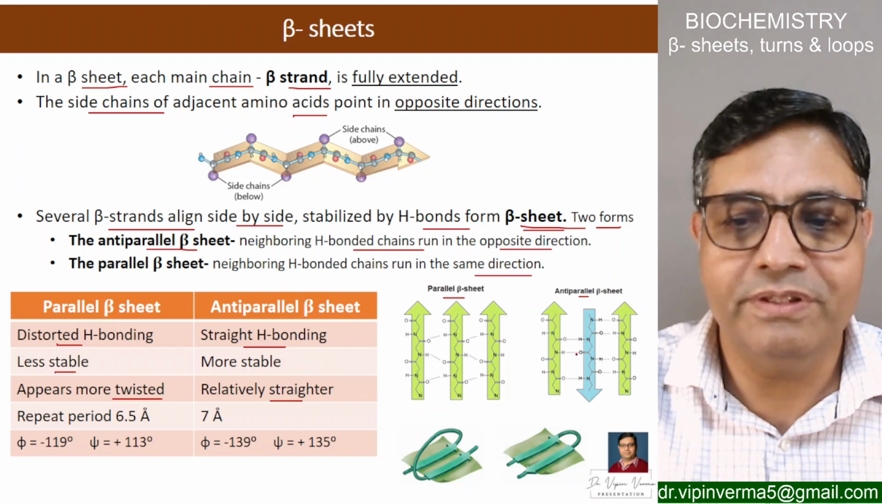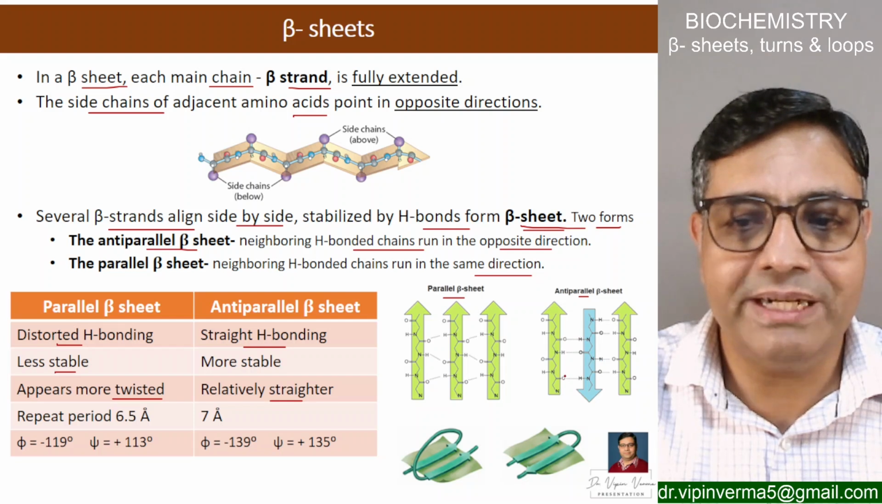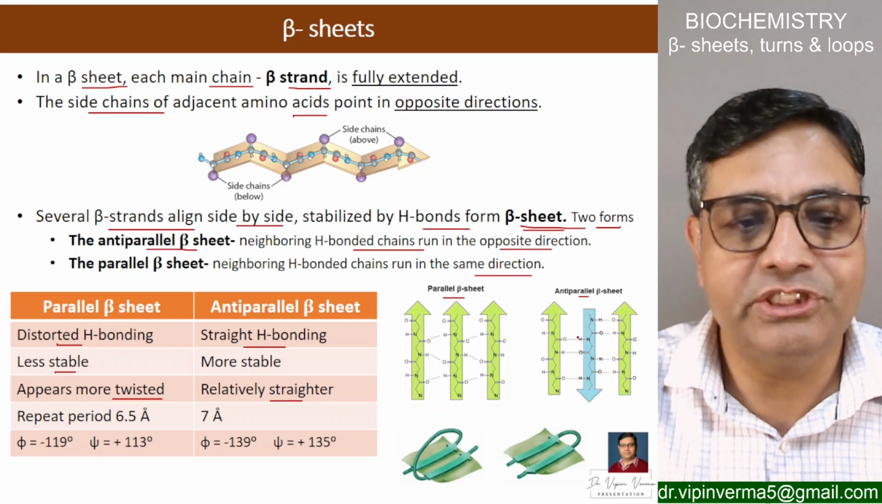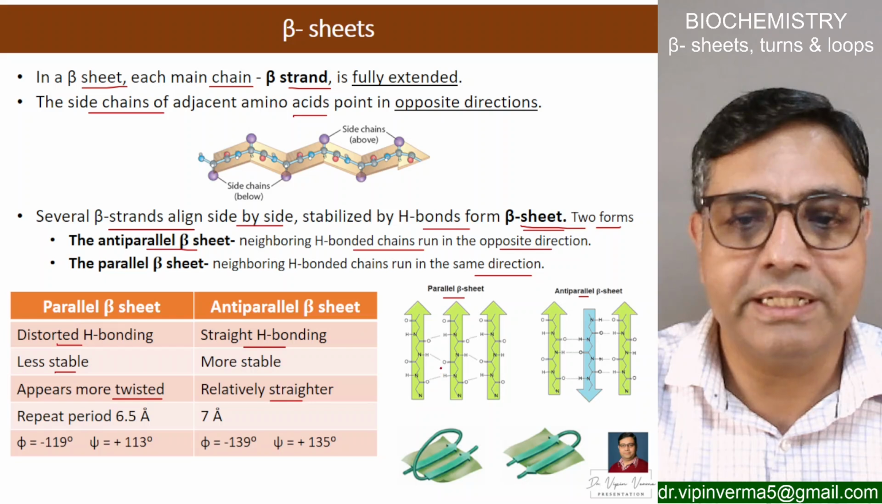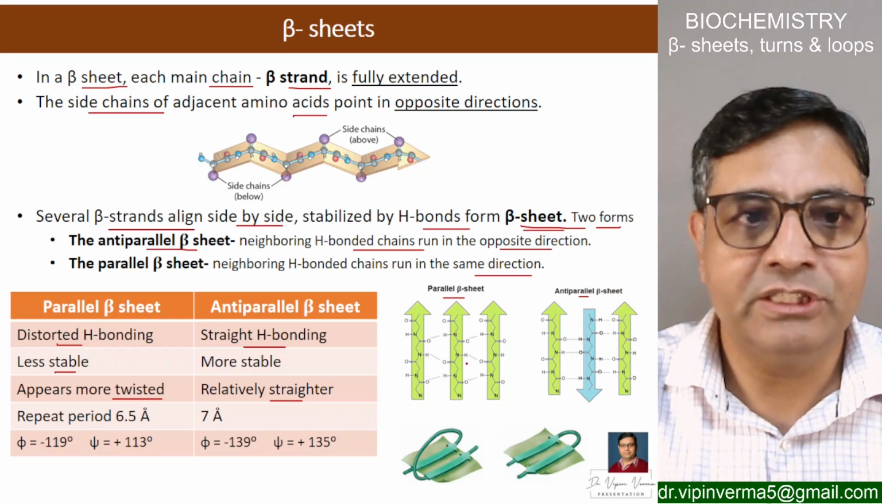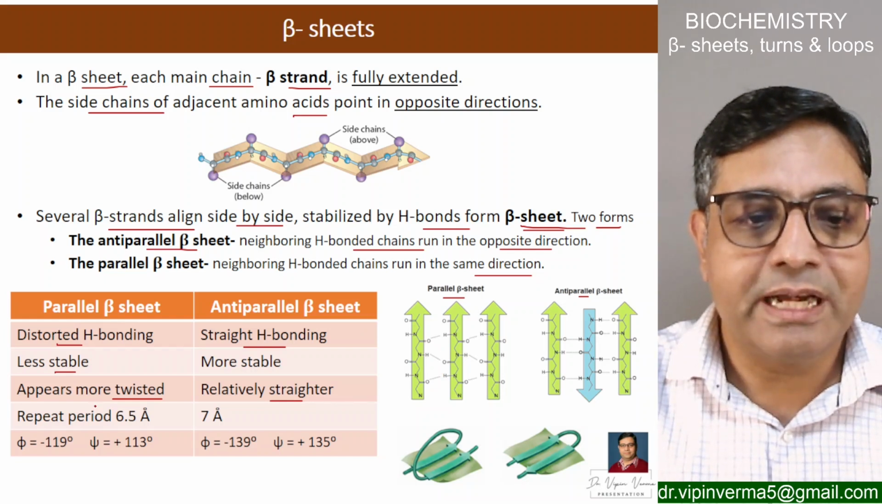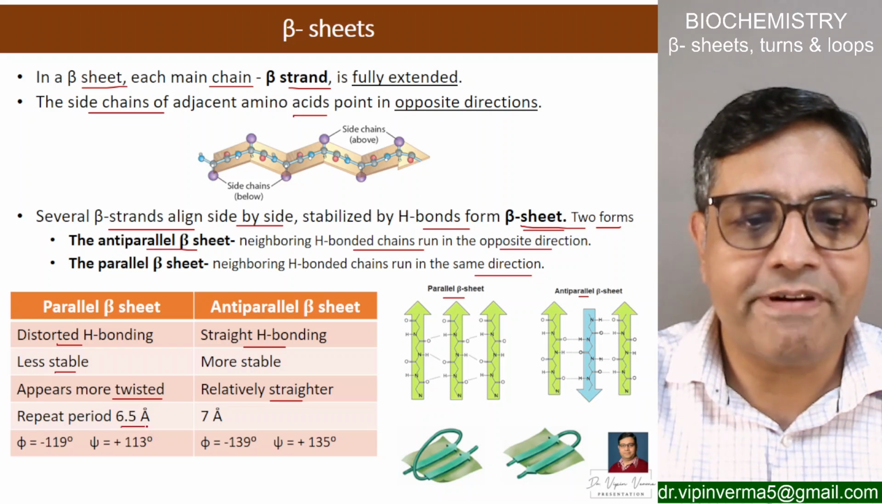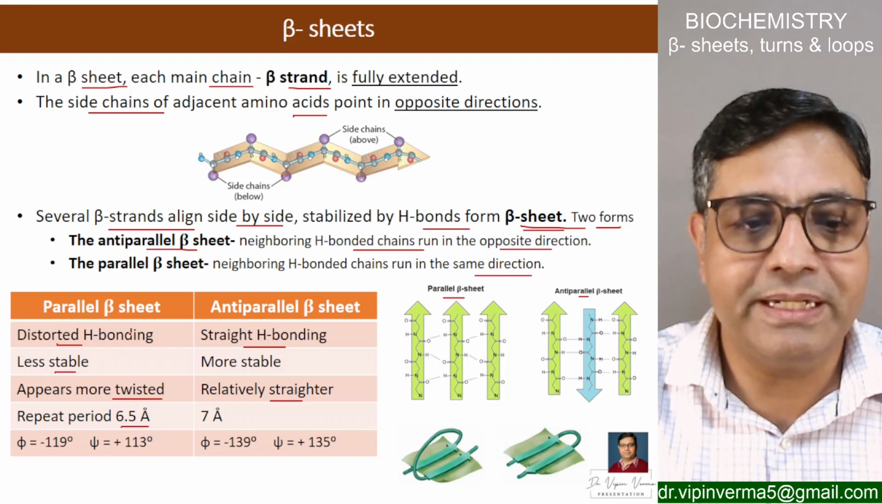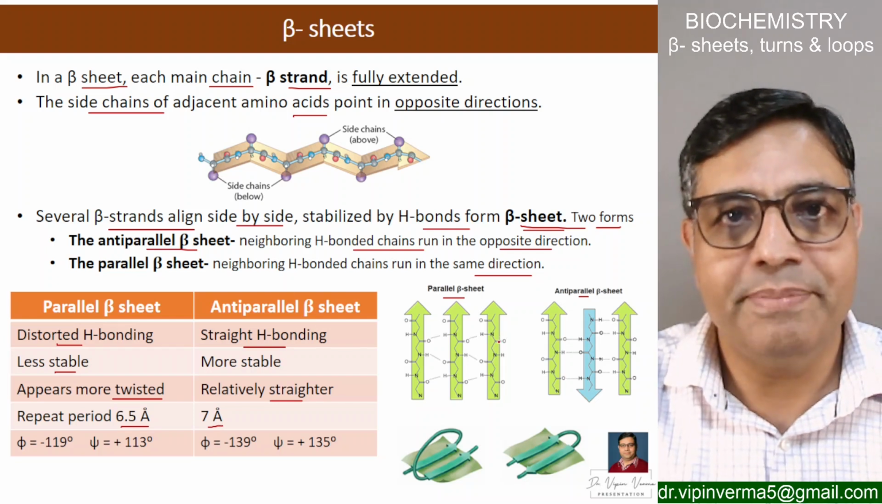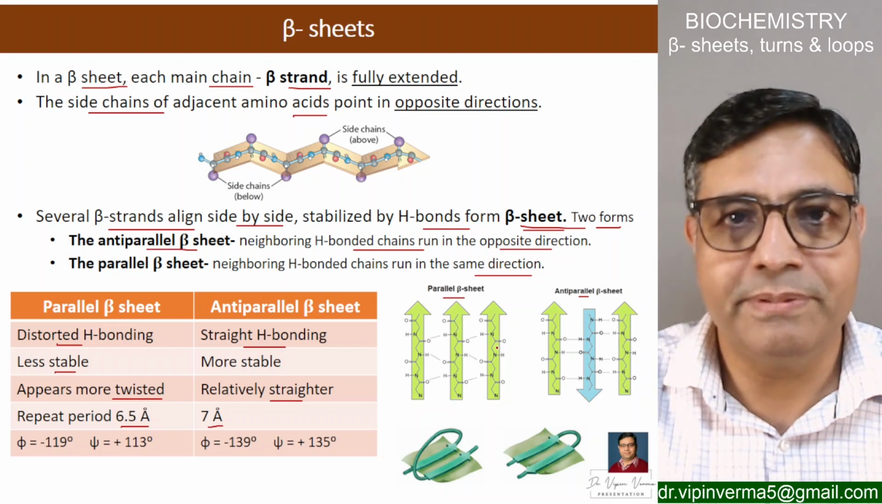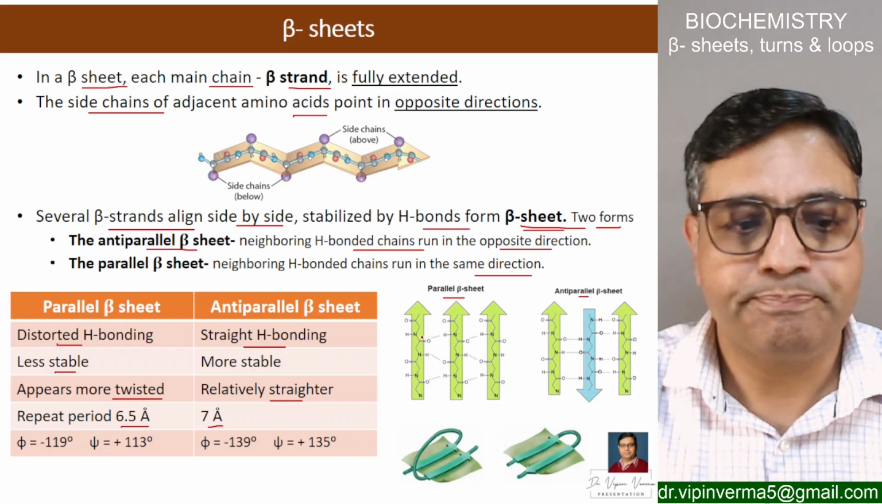Because particularly of this hydrogen bonding, which is straight in case of the anti-parallel beta sheet, while it is slightly distorted in case of the parallel beta sheet. Now, the repeat period is 6.5 angstrom in case of parallel beta sheet, while it is 7 angstrom in case of anti-parallel beta sheet. So this is something which has been determined experimentally.